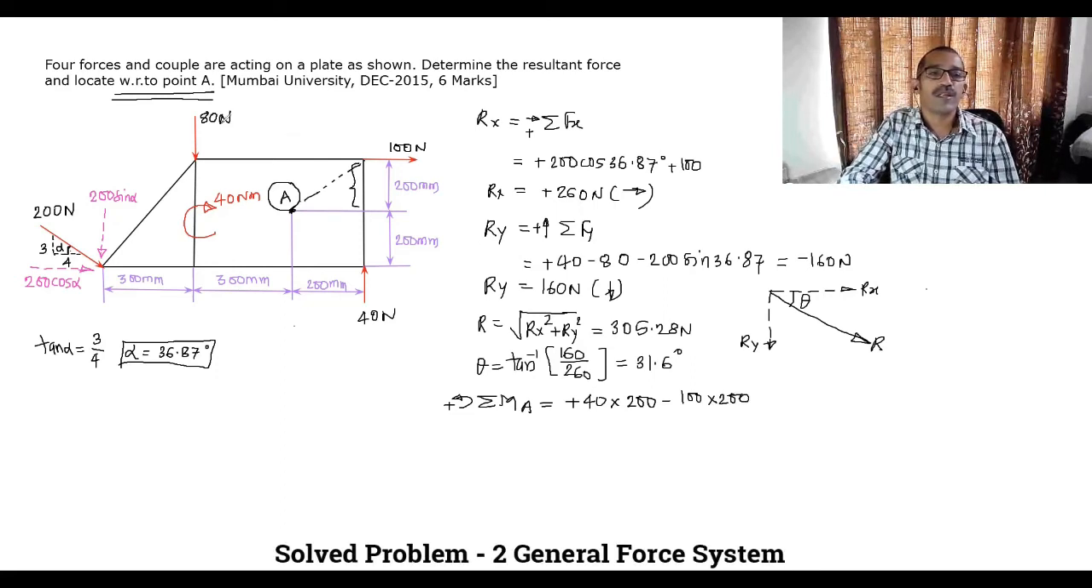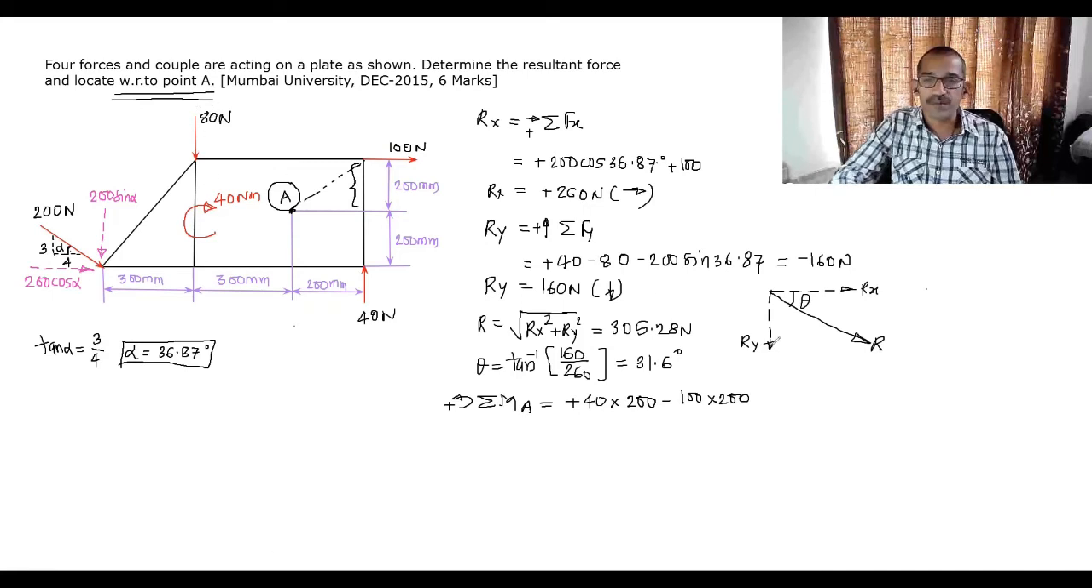The moment of 80 Newton about point A becomes anti-clockwise, plus 80 times the perpendicular distance. The force is vertical, so the horizontal distance is 300. Now there is 200 sine alpha as one component and 200 cos alpha as another component. If you check the moment due to both, you get some moment from each.